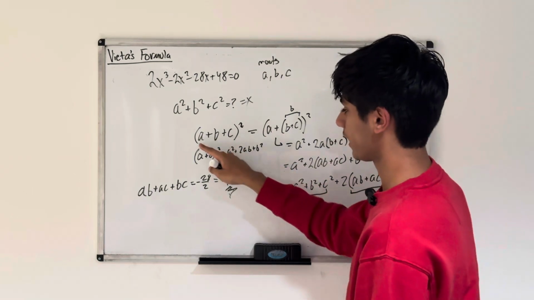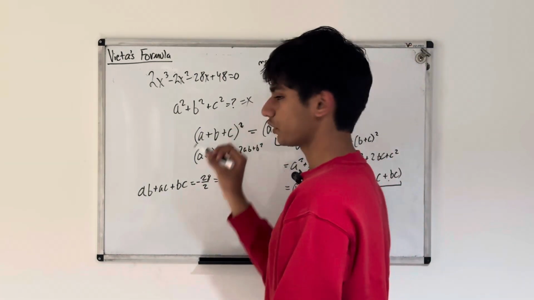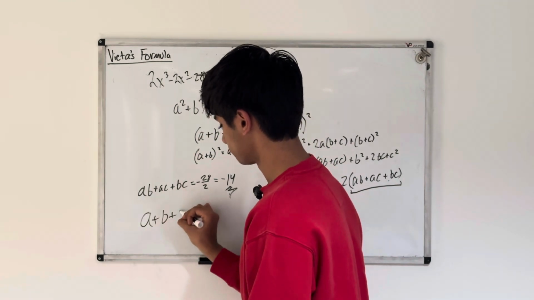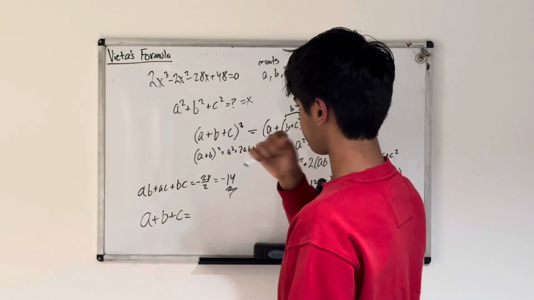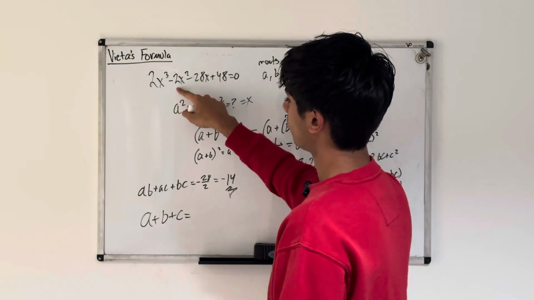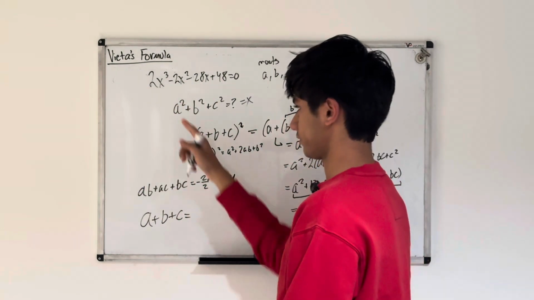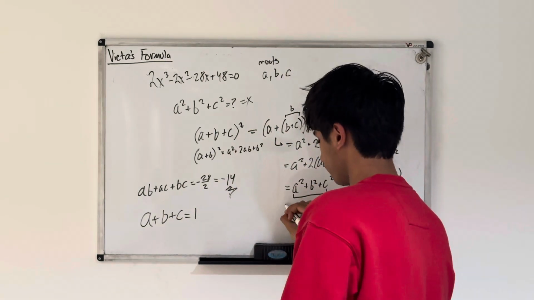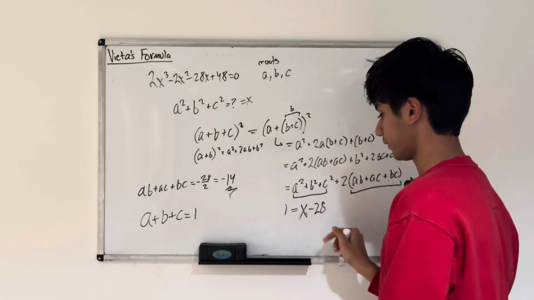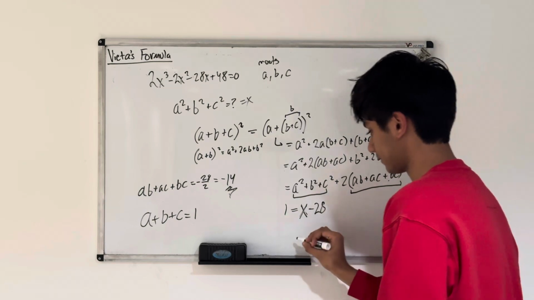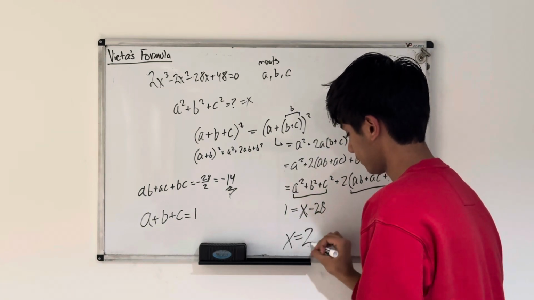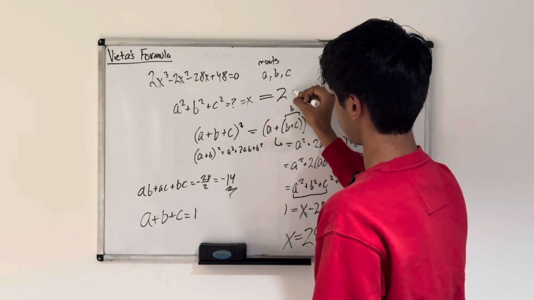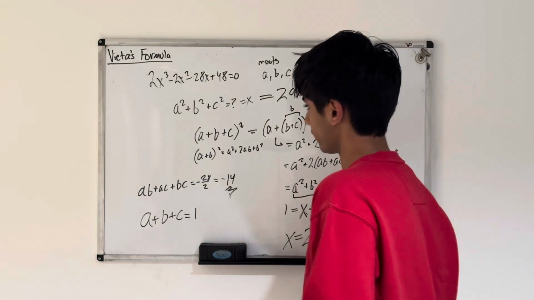And then on the left-hand side, we have a plus b plus c squared. And we also know what a plus b plus c is, too. So a plus b plus c is going to be equal to our first term, negative 2, divided by 2 times negative 1, because it's the first one, so we get 1. So a plus b plus c squared is going to be 1. So 1 is equal to x minus 28. Therefore, if we move the 28 to the other side, x is equal to 29. And our answer for a squared plus b squared plus c squared is going to equal 29 using Vieta's formula.